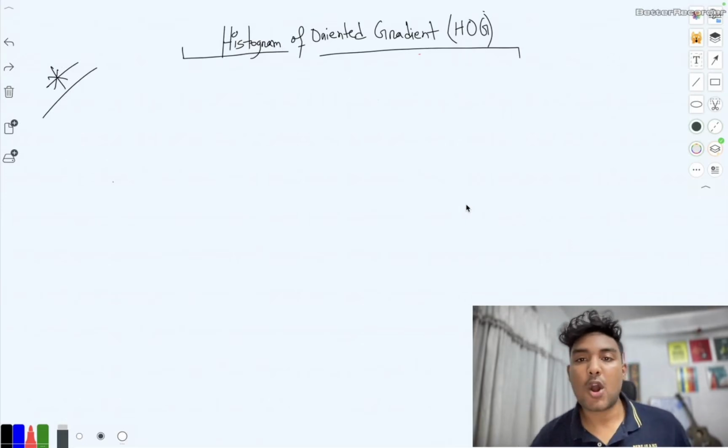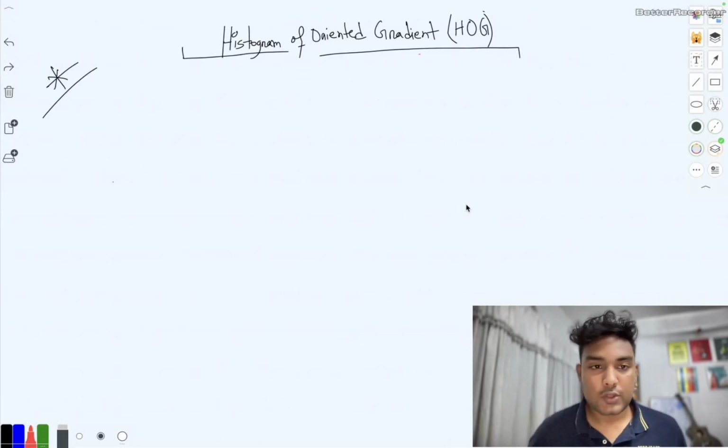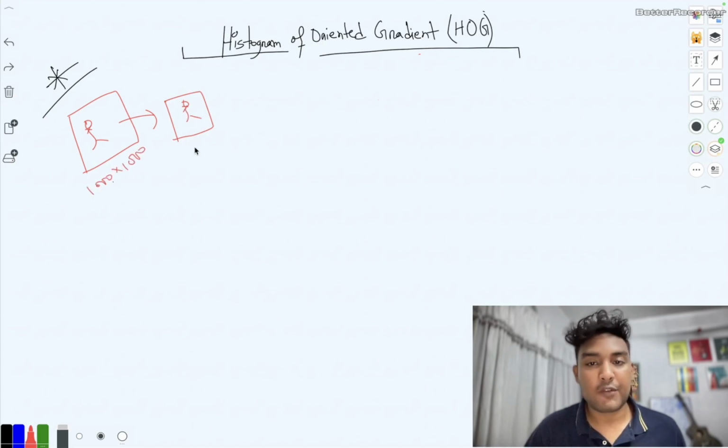Today we're going to learn about the HOG, histogram of oriented gradient. Firstly, we need to think of a picture, and we need to resize it. If we resize it, it is going to look like this. If it's 1000 by 1000 previously, after resizing it, it will be 500 by 500.